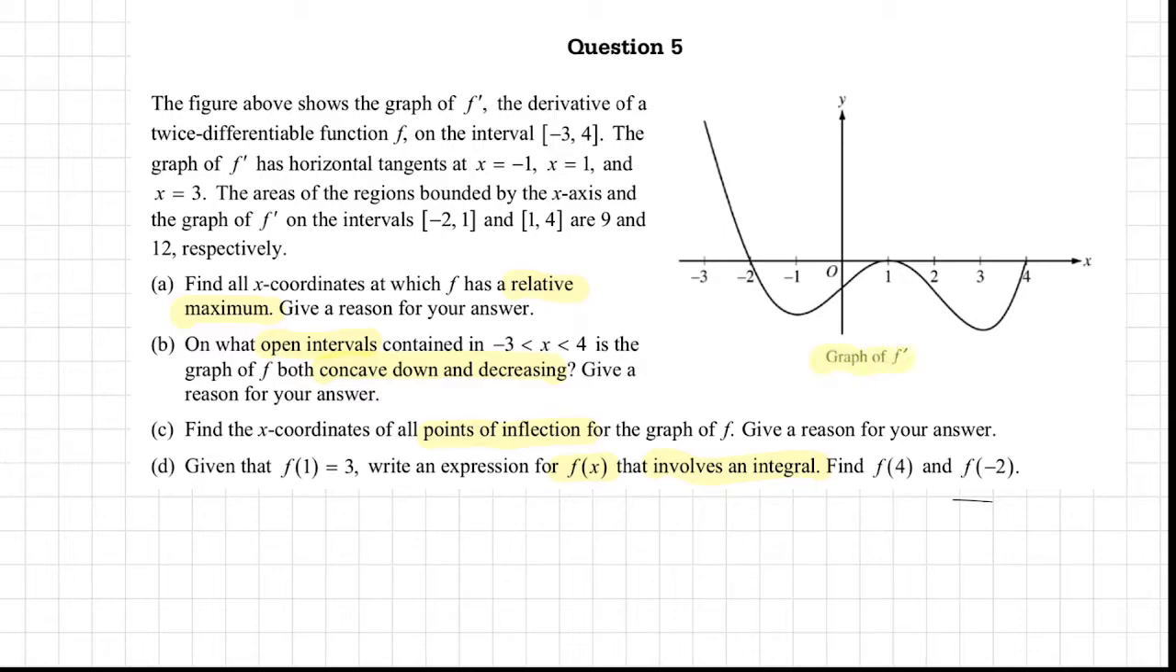Now let's look at the description. So we have a graph of f prime, which is extremely important to take note of. The derivative of a twice differentiable function. That's telling you f prime of x exists and f double prime of x exists. That is very necessary because we're going to need it for our later questions. On the interval -3 to 4, inclusive, that's just what we see in our graph, the graph of f prime has horizontal tangents at -1, 1, and 3.